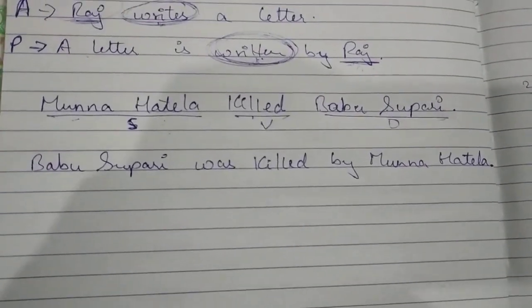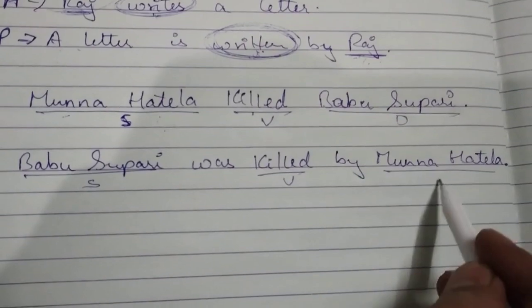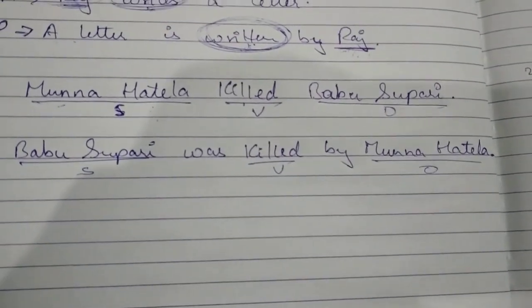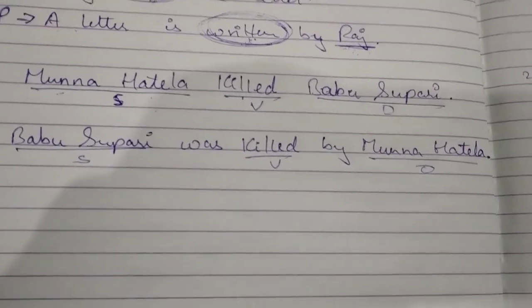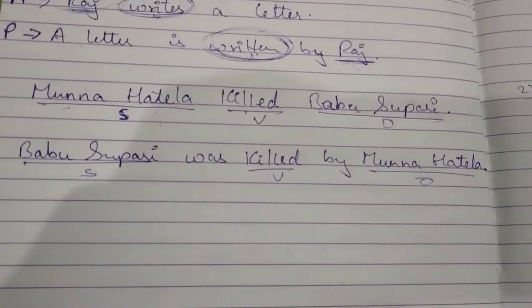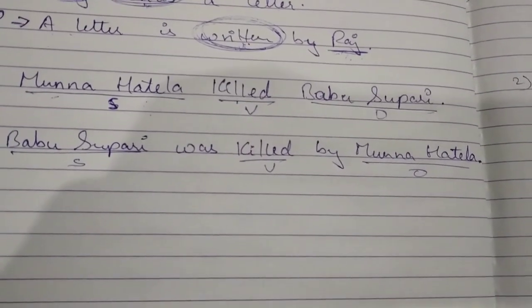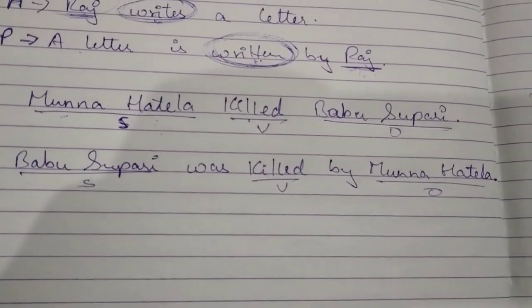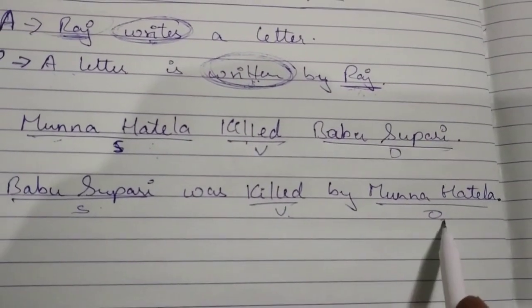Clear? Now tell me, this is the subject in this sentence, this is the verb, this is the object. Clear? Subject, verb, object. You have to always first mark subject, verb, object. Whenever an active passive question comes, the first thing you have to do is mark subject, verb, object. That steps and all these things I will be coming to later on. Okay, now see subject, verb, object.